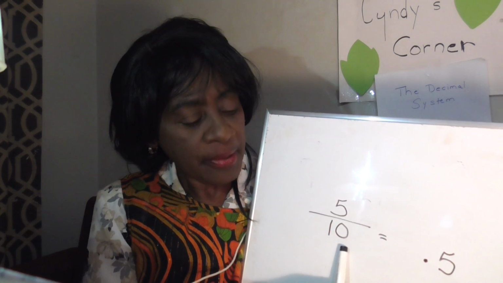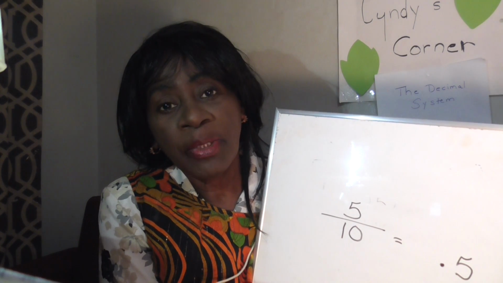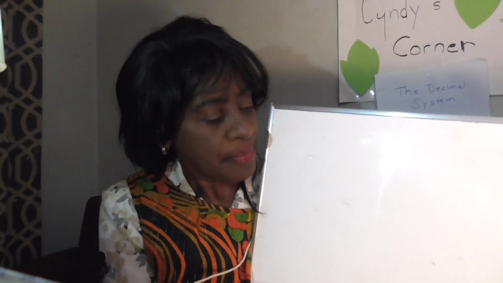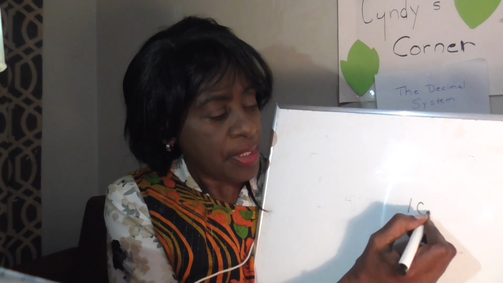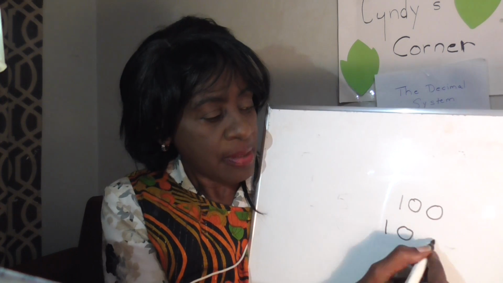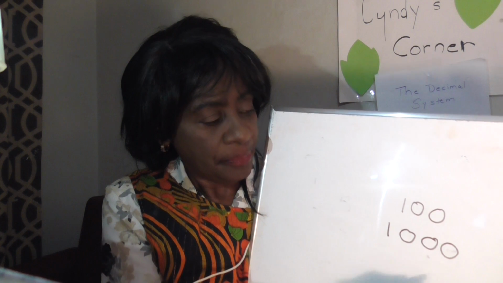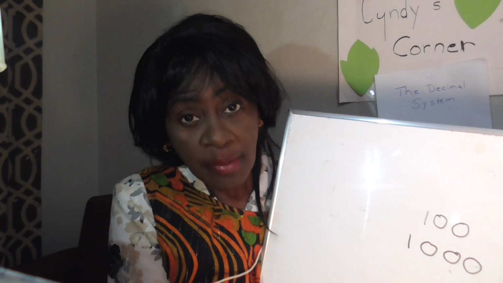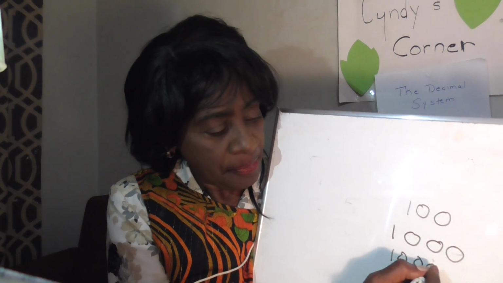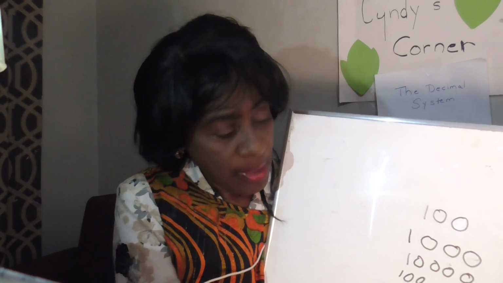The denominator of all decimals, we're dealing with numbers that have the power of 10. 100 is another number that has the power of 10. 1,000 is another number that has the power of 10. And it goes on. 10,000, 100,000.